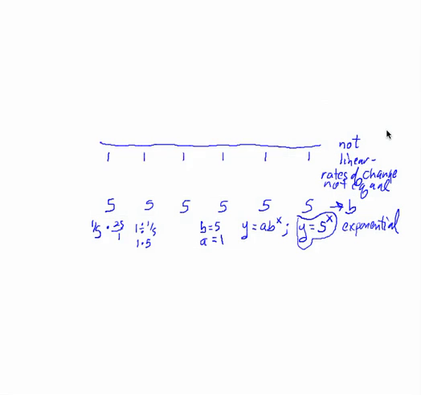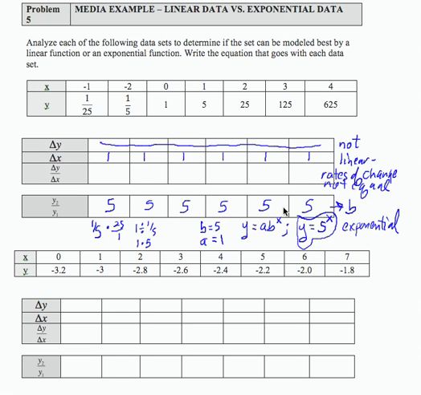Notice that what I didn't say here is that these data are exponential because they're not linear. This is not an either or. It could be the case that it's neither one. So let's take a look at this next one. Again, I'm looking at the inputs. They're all separated by 1, so I'm going to indicate that my delta x is 1.